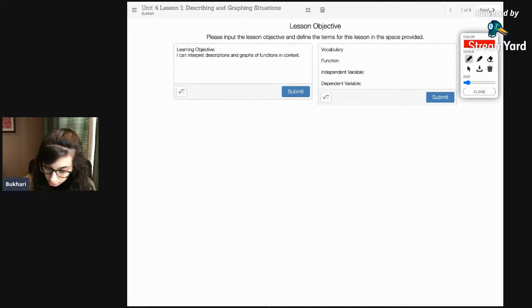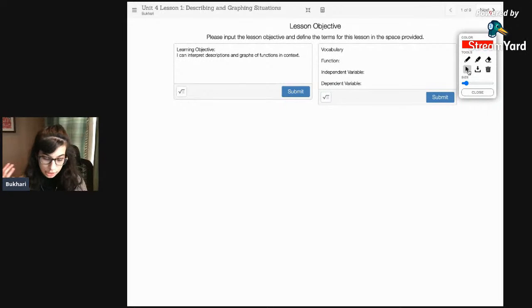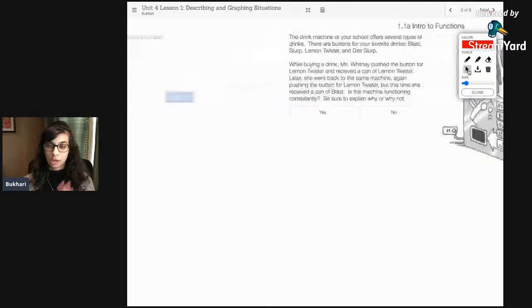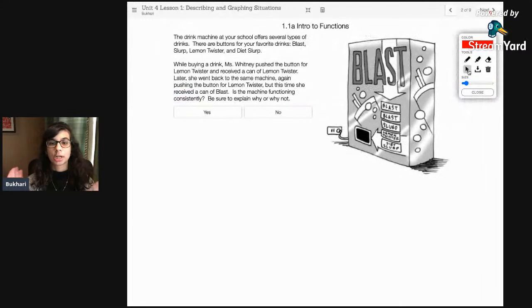And so on the first slide, as usual, define your vocabulary. The goal for today is to interpret descriptions and graphs of functions in context. In this introduction, remember, it's just an exploration. That's why we're starting off. And so I want you to read through this and think about your own experiences. Like if you have been to a vending machine, do you understand the relationship between the drinks and what button is being pressed?